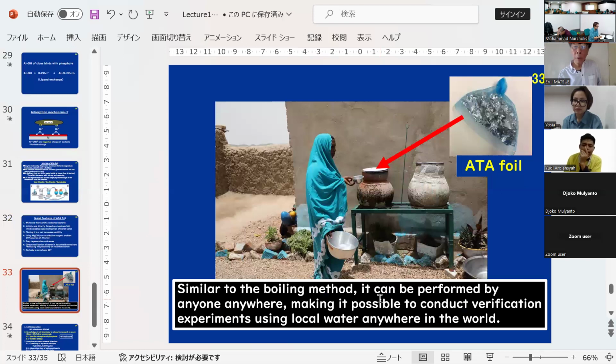Similar to the boiling method, it can be performed by anyone, anywhere, making it possible to conduct verification experiments using local water anywhere in the world. So please use it, anyone, but a verification test is important. After the test, they must use it.